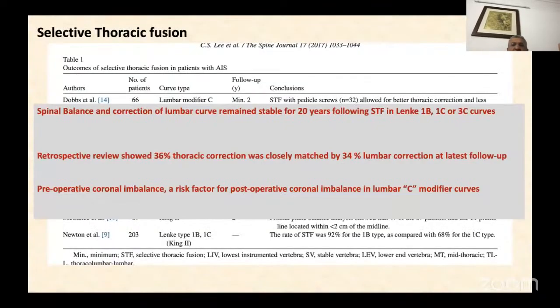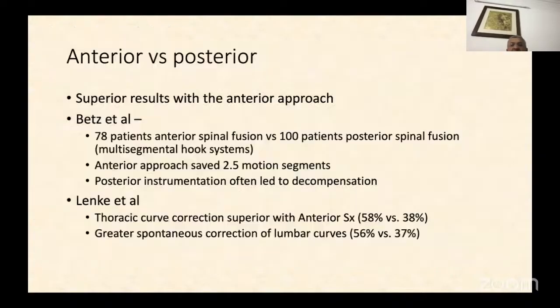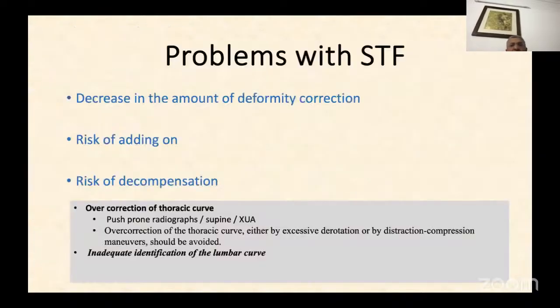I'm not going to speak much about this. The majority of the literature has shown that the spinal balance and correction of the lumbar curve remain stable for over 20 years. About 36% of thoracic correction is matched by 34% of lumbar correction. And that has been shown. Anterior gives you better results. As I mentioned, there are certain problems with selective thoracic fusion: decrease in the amount of deformity correction, risk of adding on, and risk of decompensation.